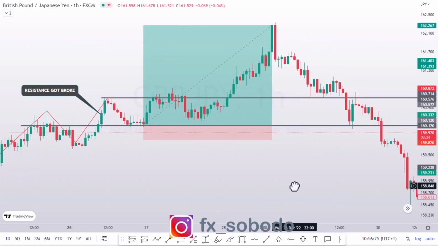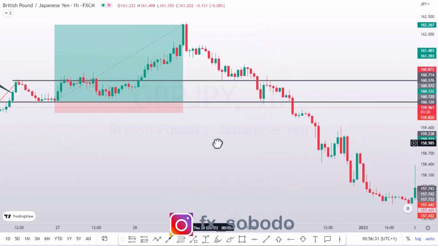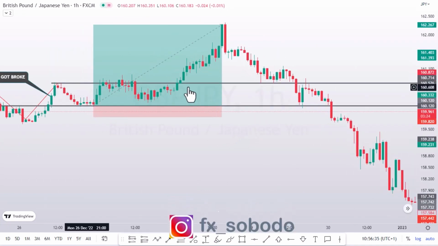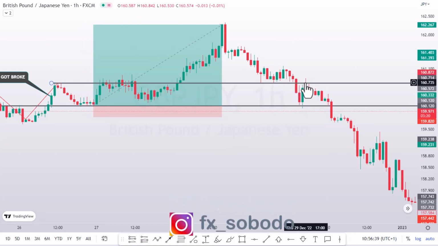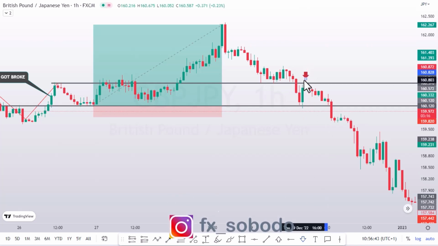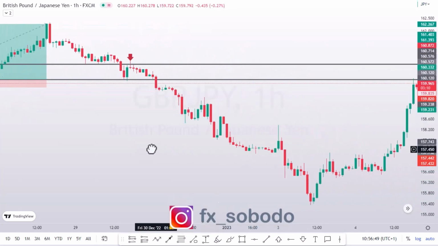This strategy is a killer strategy, guys. Take a look at this side as well. You see, the same level. When price came, it bounced, broke, retested. Right from there, you enter that trade. The market then rode nicely to the downside.